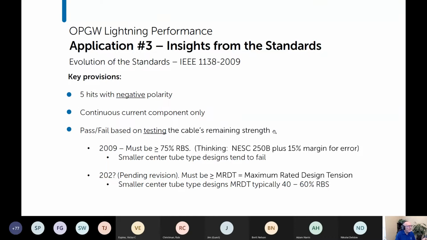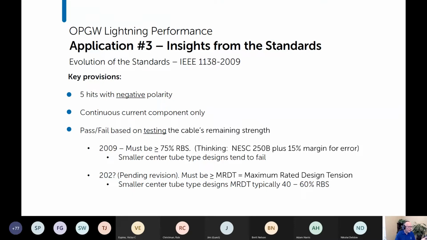So after the 5 hits, you take the cable and put it in a tensile testing machine and you pull it till it breaks. In the 2009 version of the standard, it had to be greater than 75% rated breaking strength. Same as the IEC.